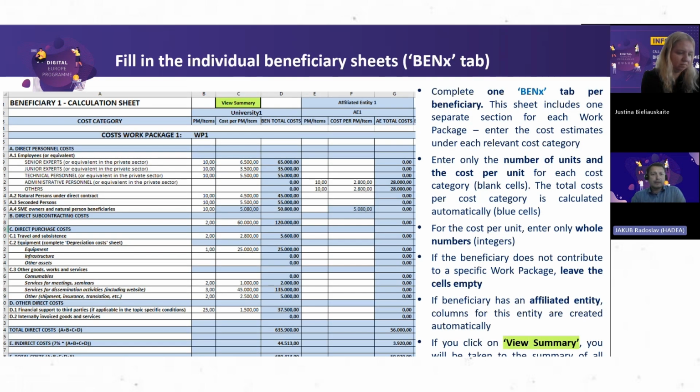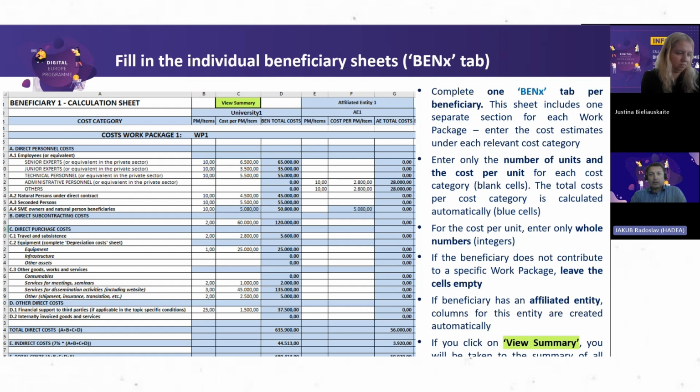Once this was generated, you can see here the extract from the table, just as an example. You will need to complete this tab for each beneficiary to insert the budget amounts and the units. The instructions are that you enter only the number of units and the cost per unit, and the rest is calculated automatically. You encode each category of costs. We have 4 categories of costs, as mentioned earlier, and we will go through them.